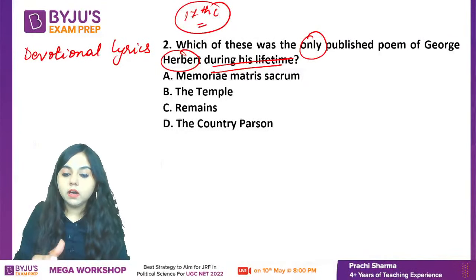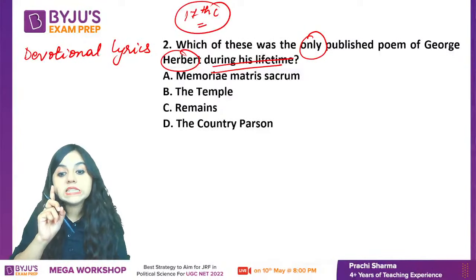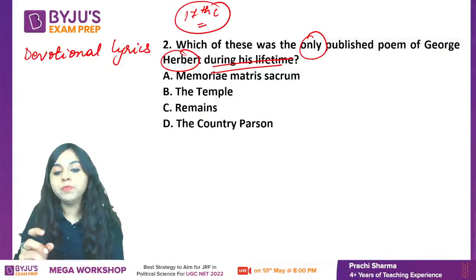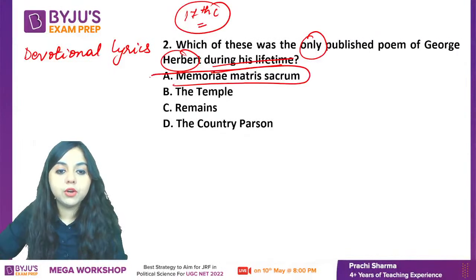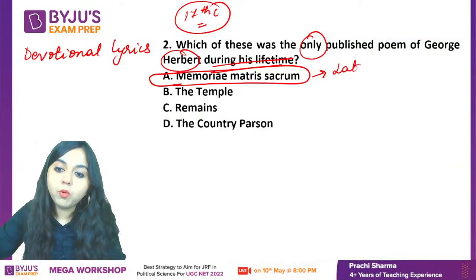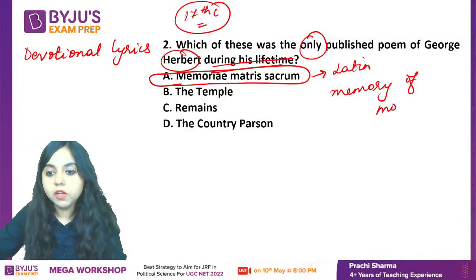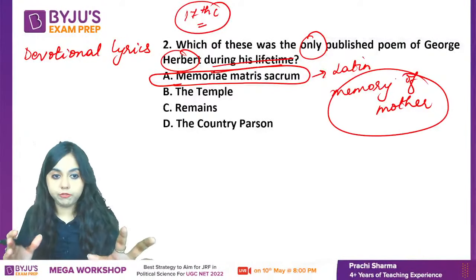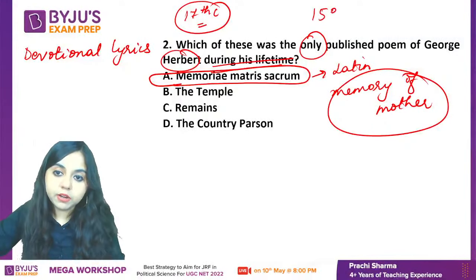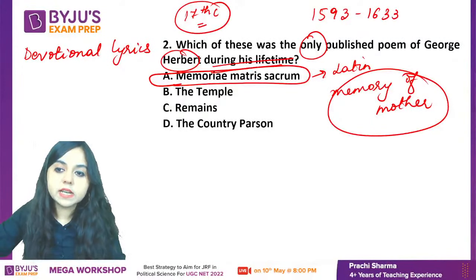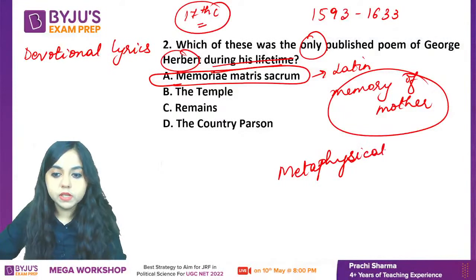And after his death, we are able to see most of his writings were published. But during his lifetime, only his Latin poem that was composed in the memory of his mother was published. So Memoria Matris Sacrum, his Latin poem written in memory of his mother, was the only work that was published during his lifetime. All the rest of his works were published after his lifetime. He's now considered to be a member of the metaphysical school of poets, right?